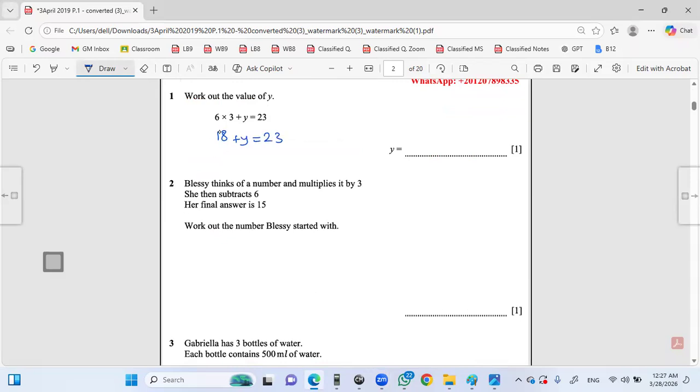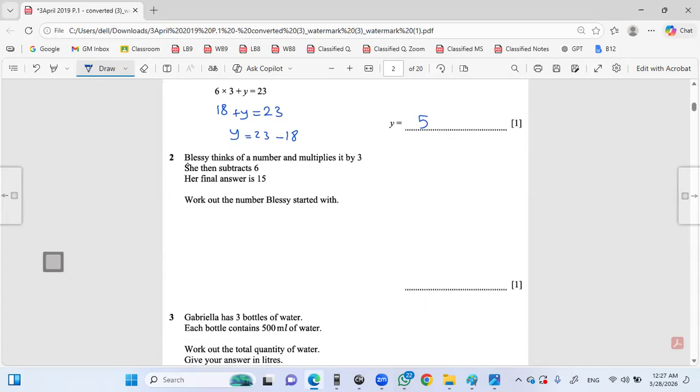You have to send the 18 to the other side in order to get rid of it, but you're going to send it to the other side with the opposite sign. It is added over here. It's positive 18 added to the y. I'm going to send it to the other side, negative 18. So y equals 23 minus 18. So y equals 5.